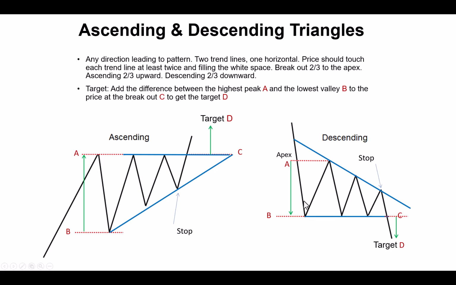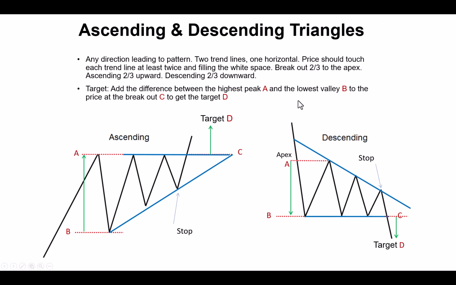Again, in rare cases, you will see it break out to the other side, and then it's a reversal pattern, and then your stop is down here at C, which is the horizontal line. And then you can calculate the target also. But again, targets are not that important. It is the stop that is important.